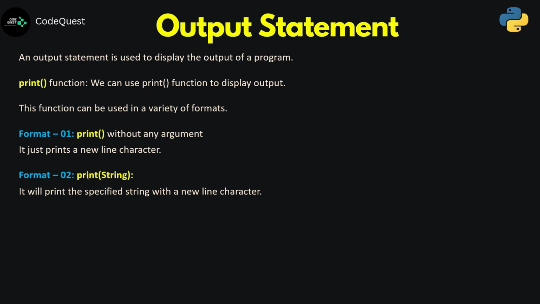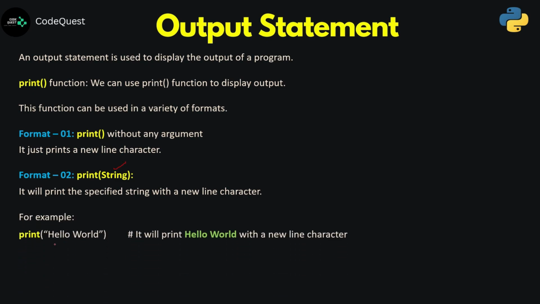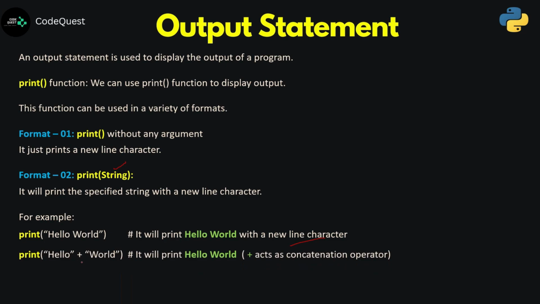Coming to the second format, where the print function can be applied on a specific string. Let's say we have taken print followed by "hello world" within double quotes or single quotes, either one we can use. It is going to print hello world along with a new line character. Now the plus operator can also be used between two strings, which will act as a concatenation or joining operator. Now "hello" is one string and "world" is another string. It is going to print hello world, where plus is acting like a concatenation operator.